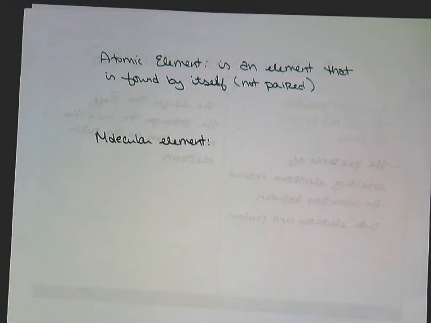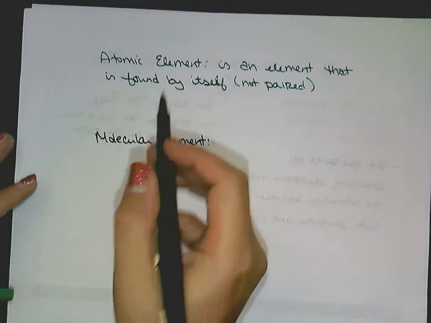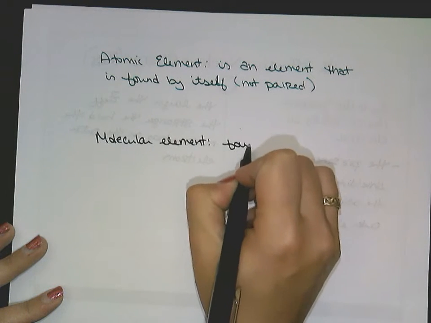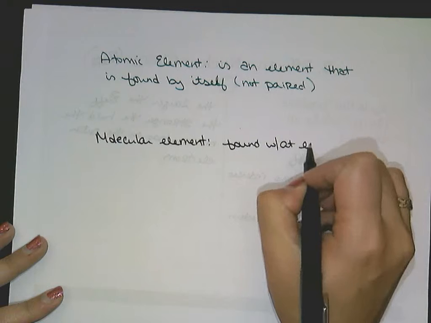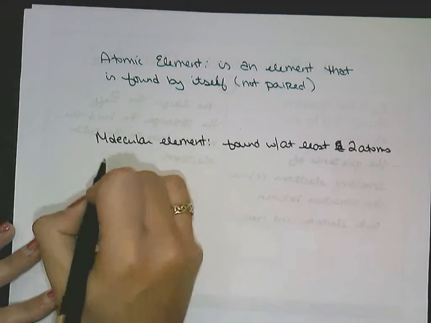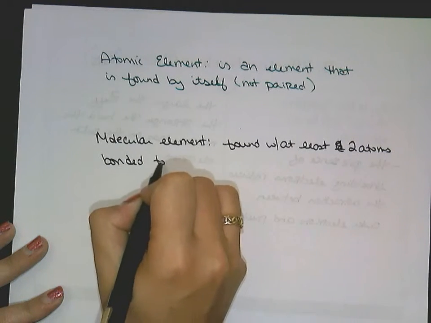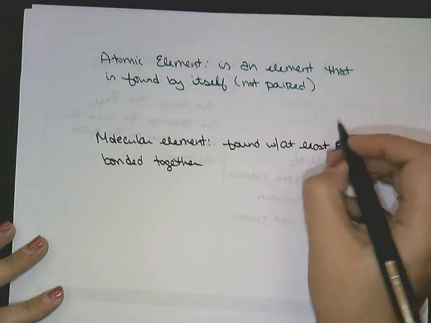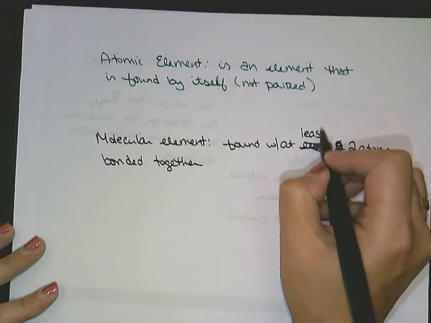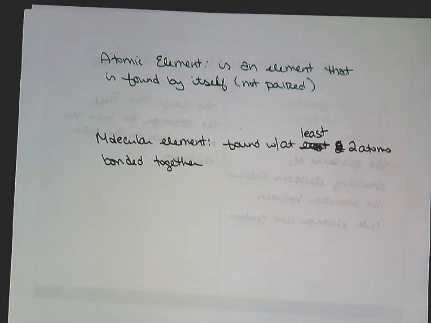The other version of an element would be a molecular element. So what do you have to be a molecule? You have to have two or more, right? Two or more is something. So if an atomic element is found by itself, a molecular element is found with at least two atoms bonded together. That says least. That's crazy looking. Least. That made it worse. There we go.